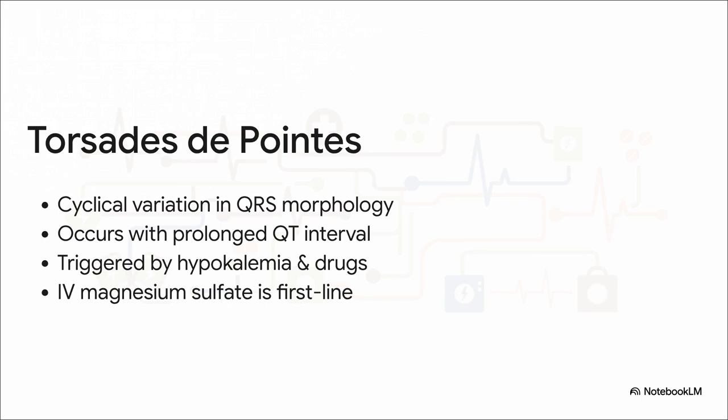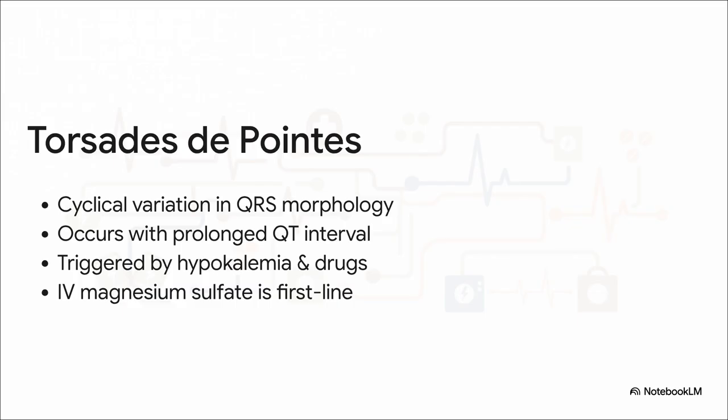Torsades de pointes is a very specific type of polymorphic ventricular tachycardia. You can recognize it by the cyclical variation in QRS morphology, and it specifically occurs in the setting of a prolonged QT interval. It's frequently triggered by things like hypokalemia, hypomagnesemia, or QT prolonging drugs. Think antiemetics, antipsychotics, and certain antiarrhythmics.